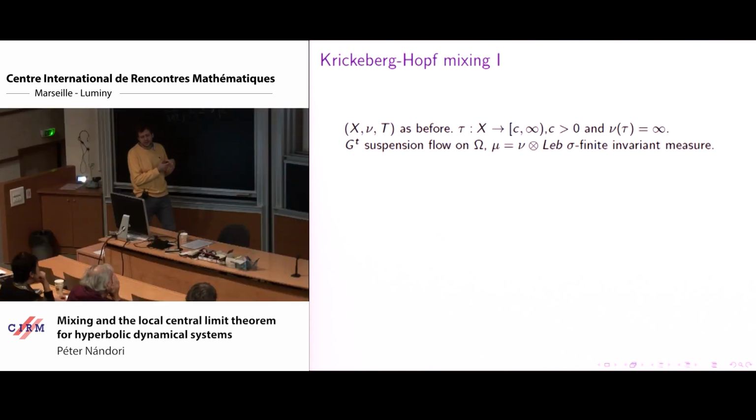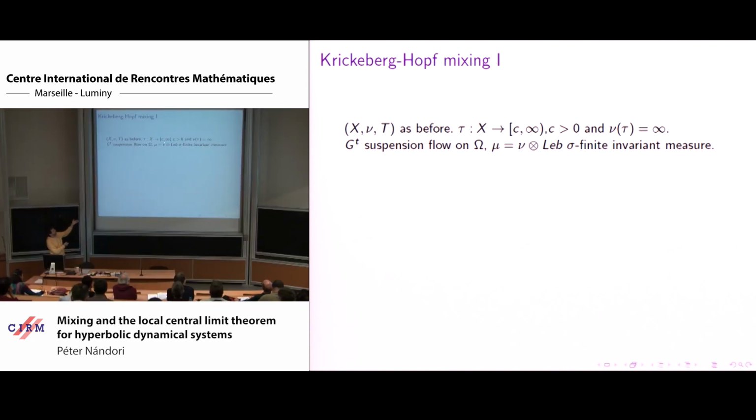So first thing is a very simple generalization of what I said before, and that would be just the case of how to go from map to the flow when your roof function is unbounded, maybe not even integrable. So this is the setup here. You have a suspension flow, but your roof function this time is not just unbounded, but in fact is non-integrable.